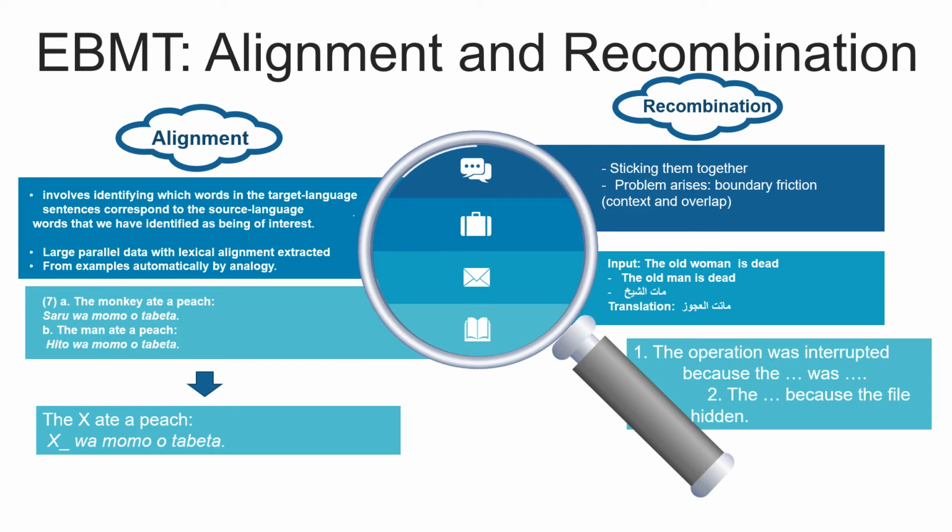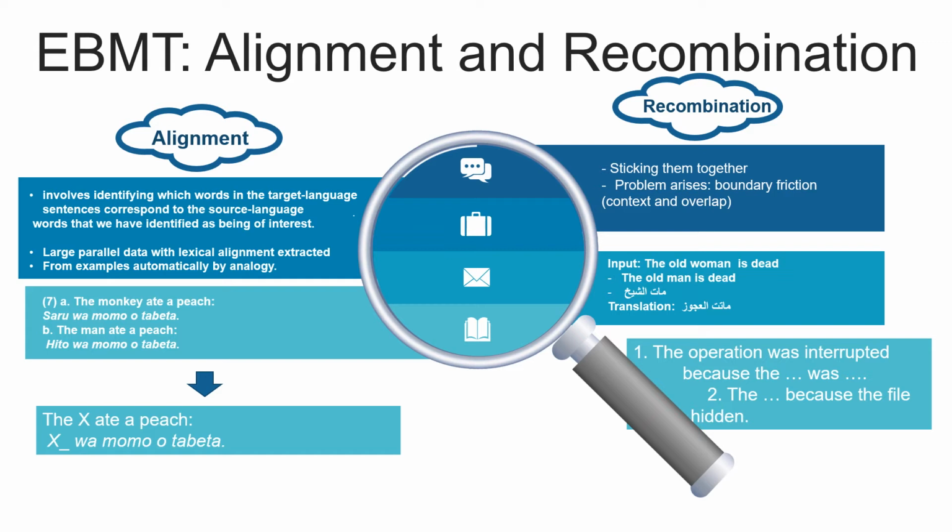And an example of these issues of boundary friction is gender agreement, in which we find, in the example illustrated in the slide, that the agreement between the noun and the verb is confused by the machine when transferring the extractions into a different context. Another problem is that the fragments to be pasted together sometimes overlap.